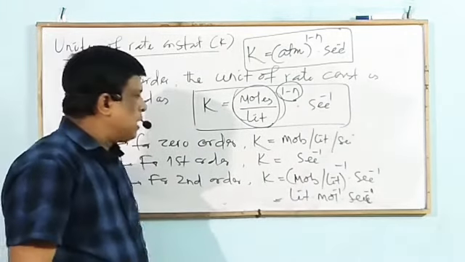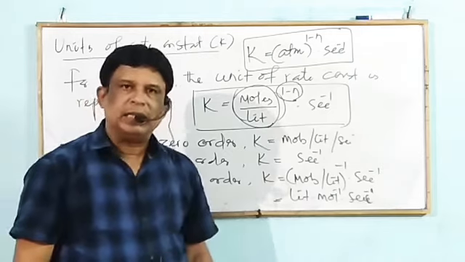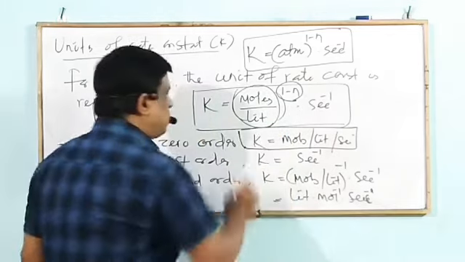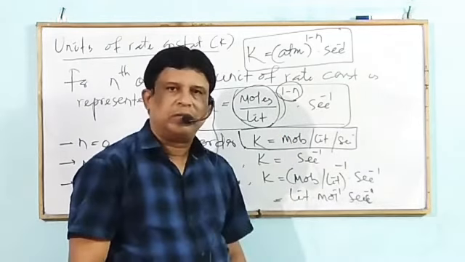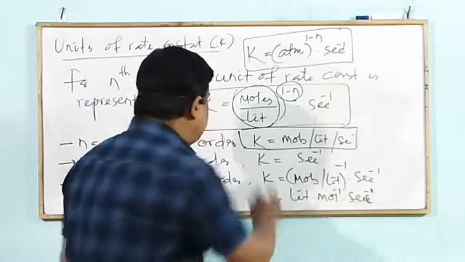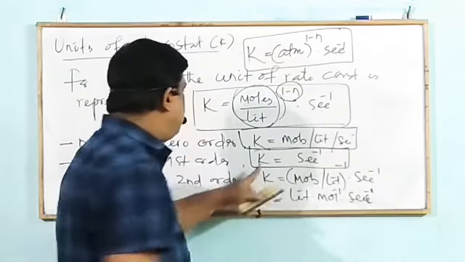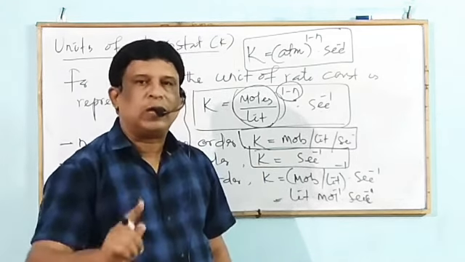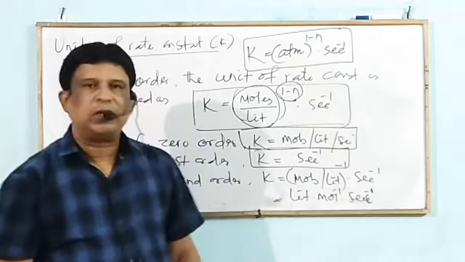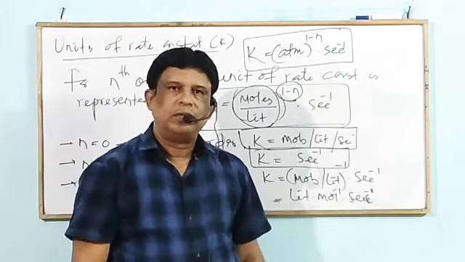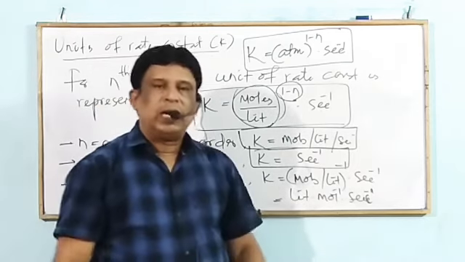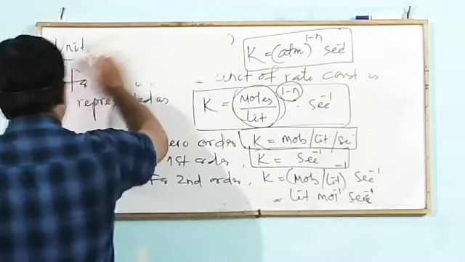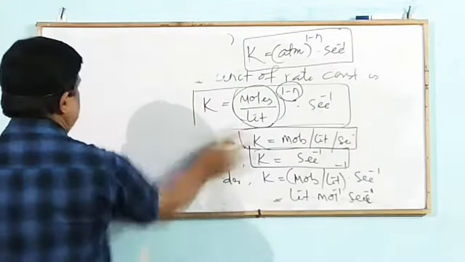So from this mathematical expression, we observe one important thing: for a zero order reaction, the unit of rate of reaction is equivalent to the unit of rate constant. Another important thing is that for a first order reaction, the unit of rate constant is independent of the molar concentration of the reactant. So based upon this data, let us solve one or two problems.